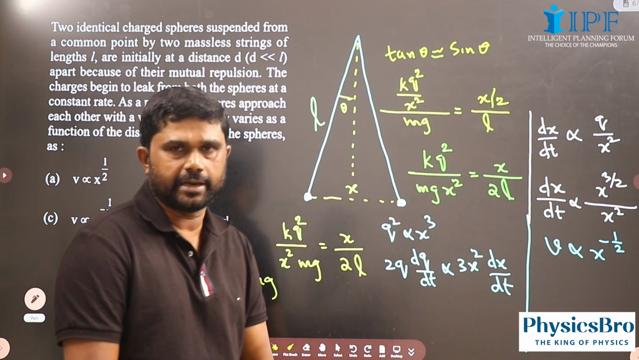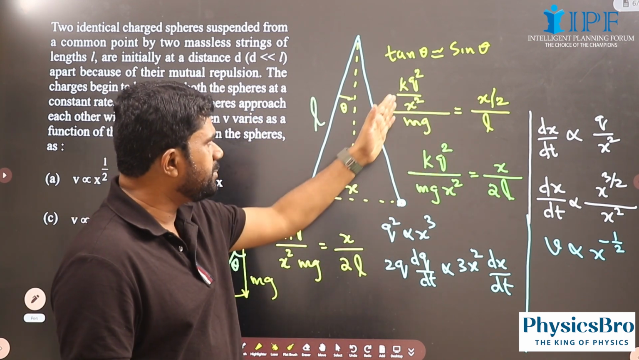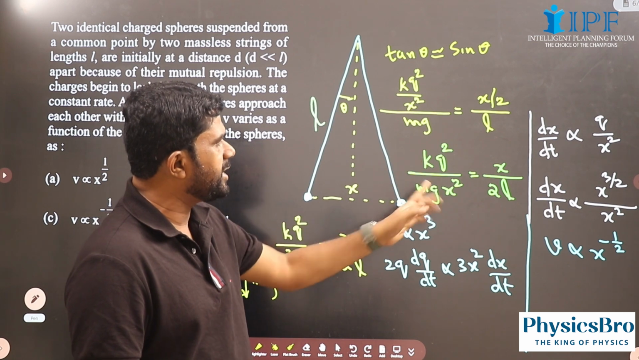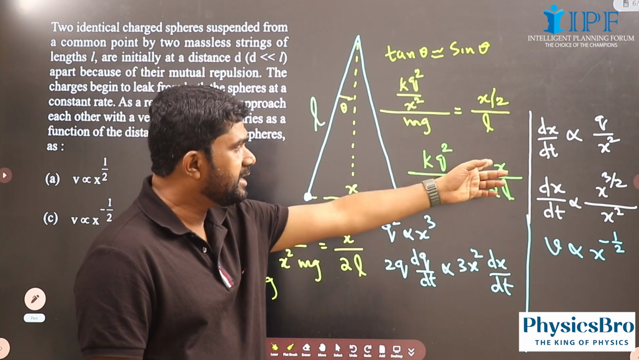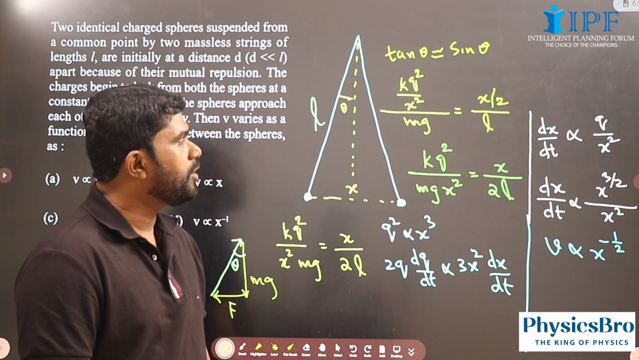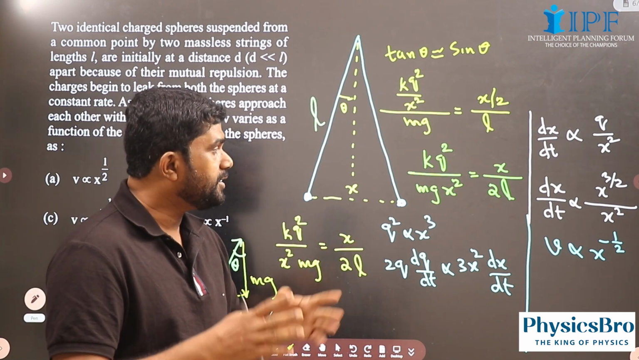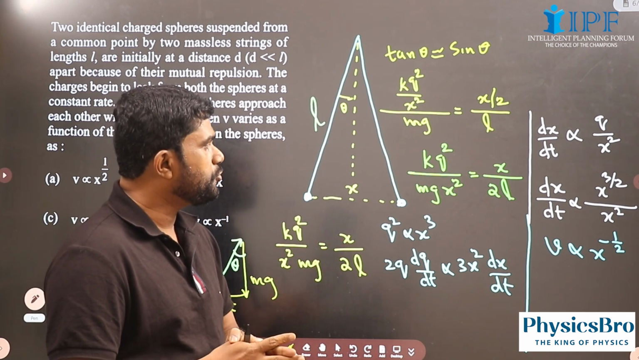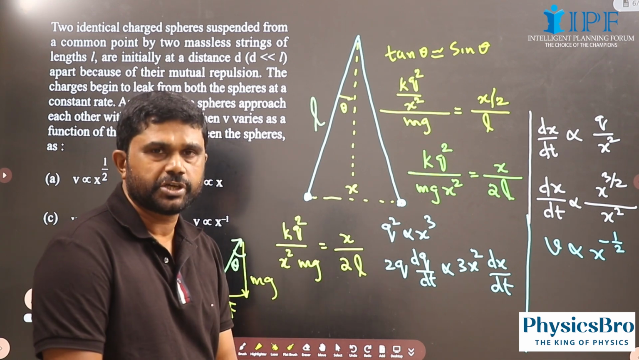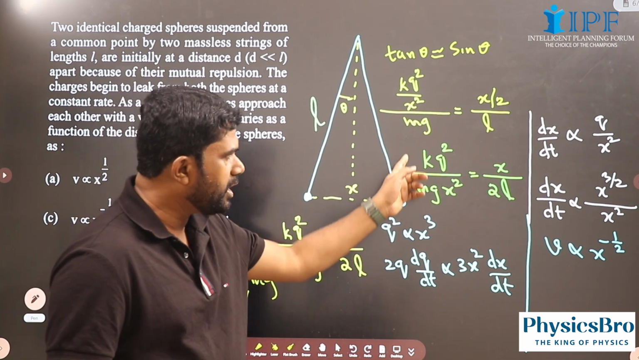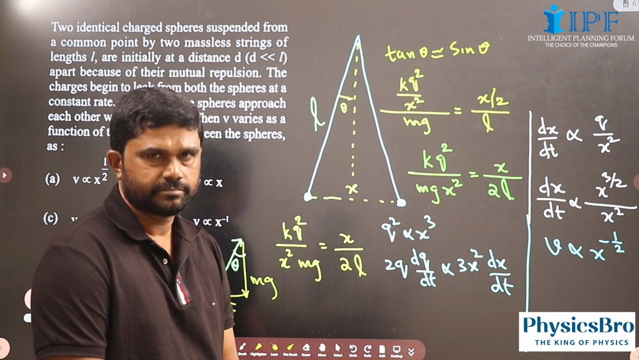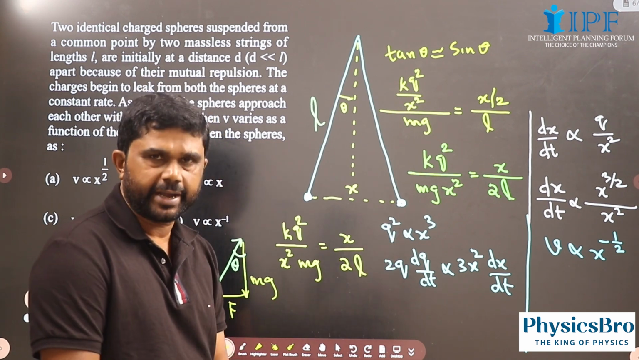Now this can be written as kq square by mgx square equals x by 2L. Here k is constant, mg is constant, and 2L is constant. So we will get q square proportional to x cube. All other factors are constants. So q square is proportional to x cube.